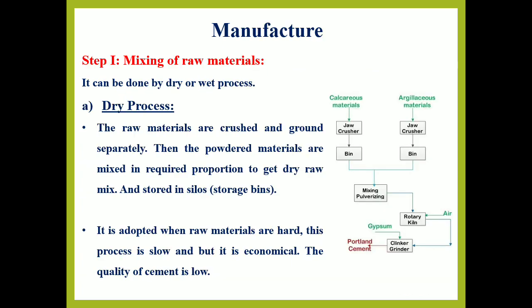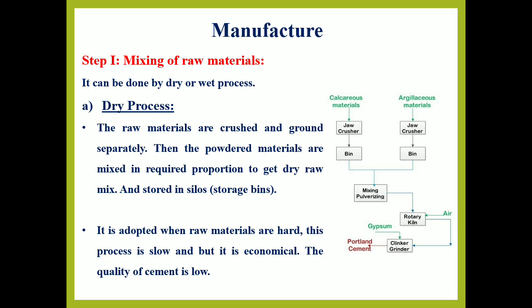Now coming to the manufacturing process, it can be divided into four sections. First is mixing, second burning, third grinding and fourth packing. Now coming to the mixing process, raw materials can be mixed in two processes. It can be dry or wet process. It will depend on the treatment of the raw materials.